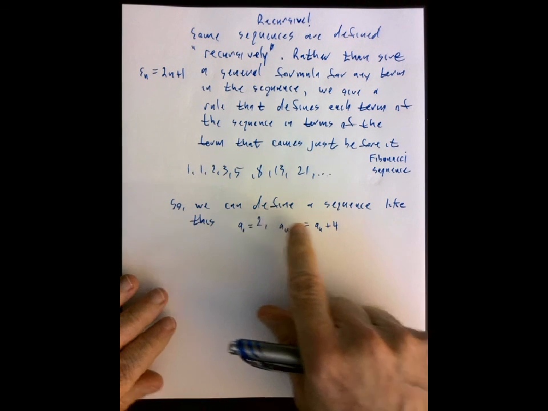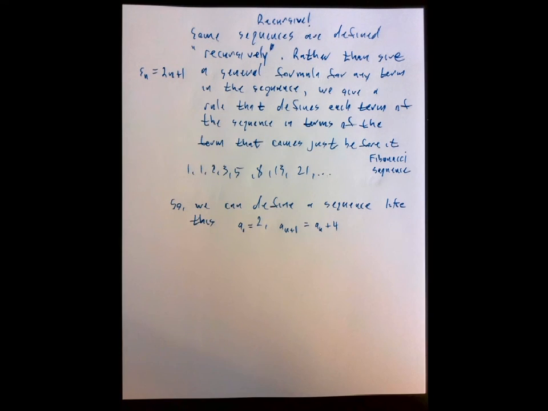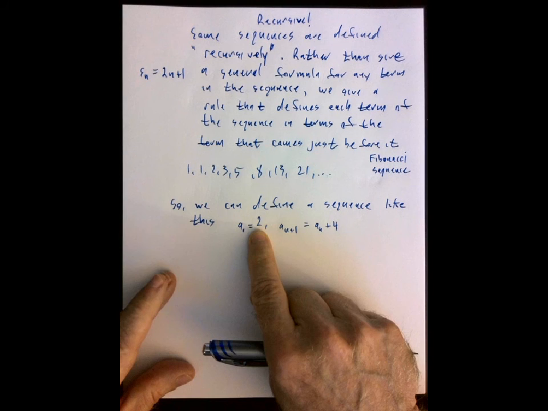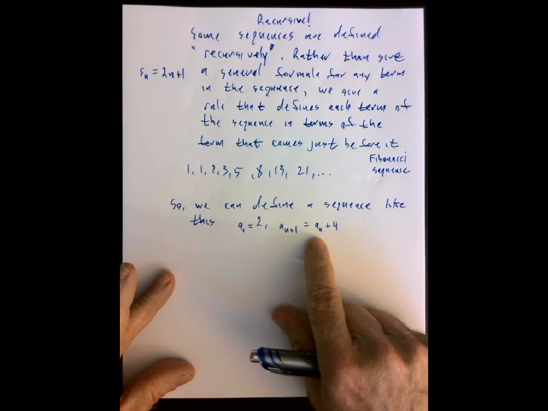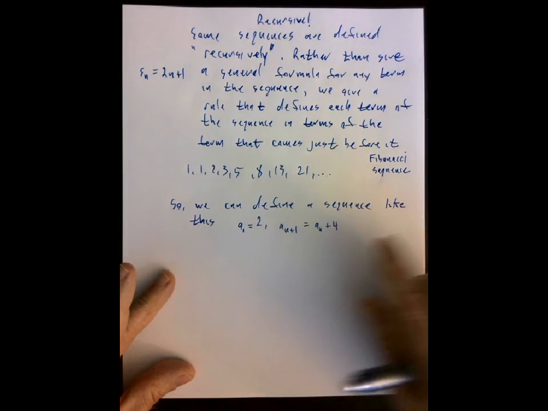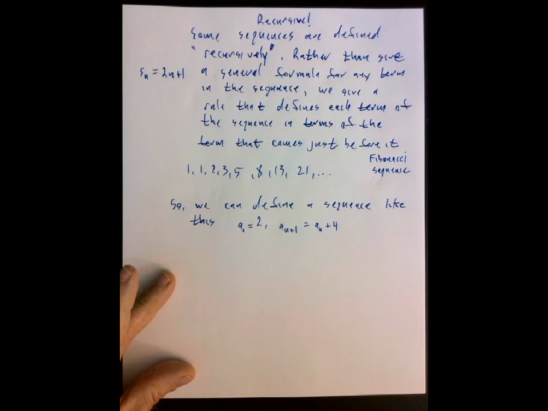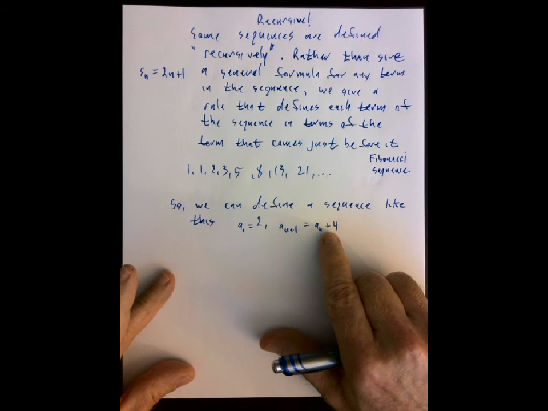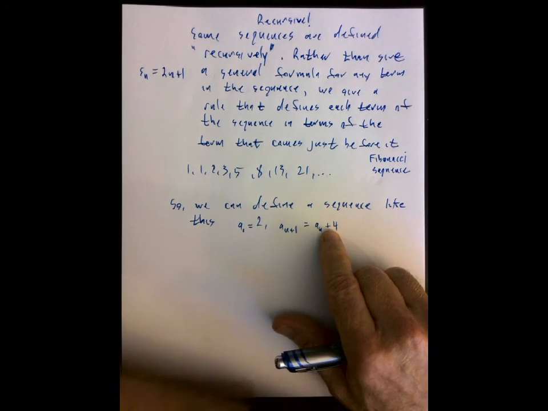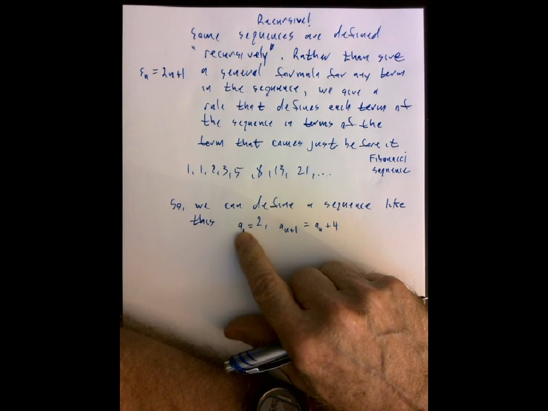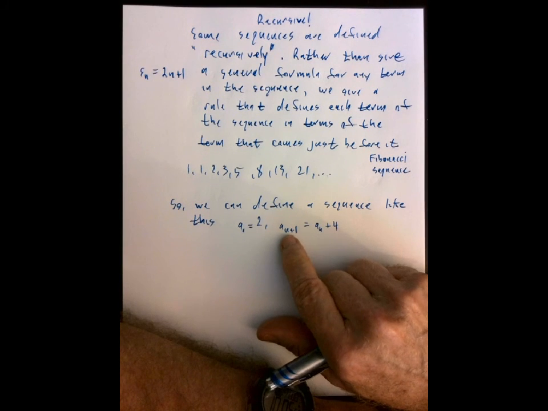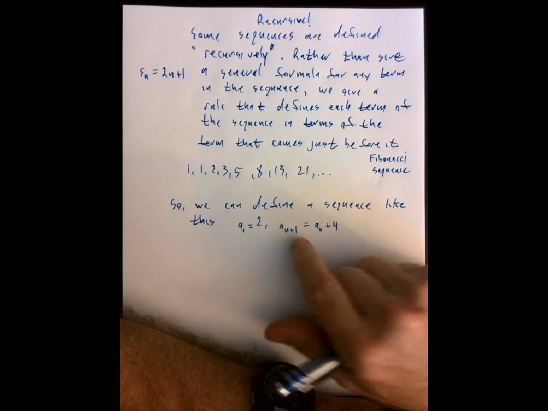In order to define a sequence recursively, we would start this way. We would give you the first term in the sequence, then we would give you this rule here. This is the recursive rule that generates each term in the sequence in terms of the previous number. So this says here that a sub 1, the first term in the sequence, is 2. This says that a sub n plus 1. So that means if n is a term in the sequence, n plus 1 means the next one.